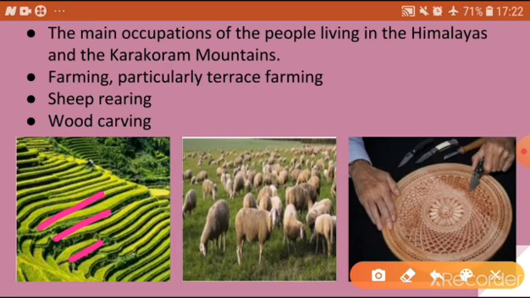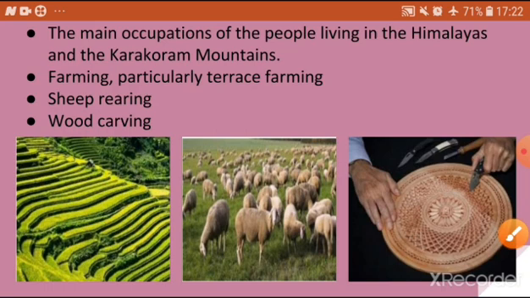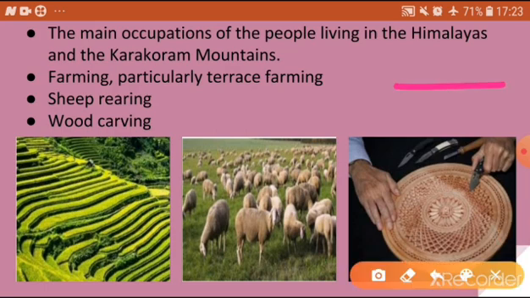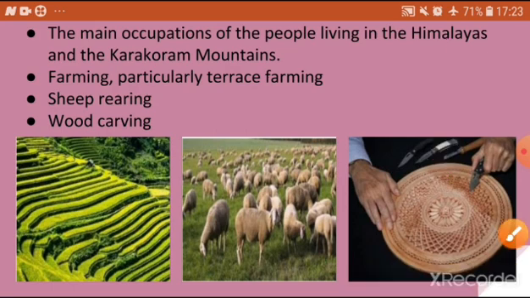So here in terrace farming, mainly rice, barley and wheat crops will grow. In which areas? In Southeast Asian places. Southeast, that means I will show in compass. South, East, that means in between, Southeast Asian areas do this terrace farming.